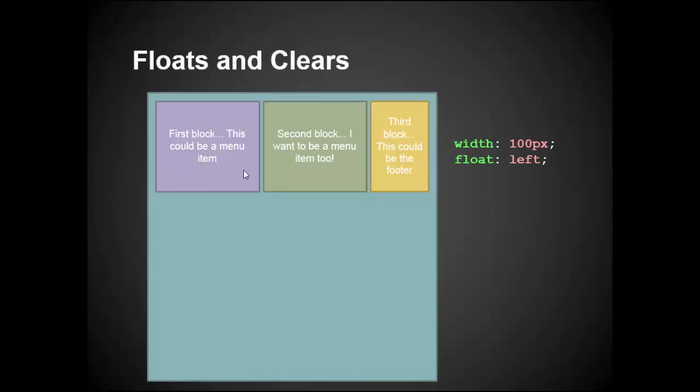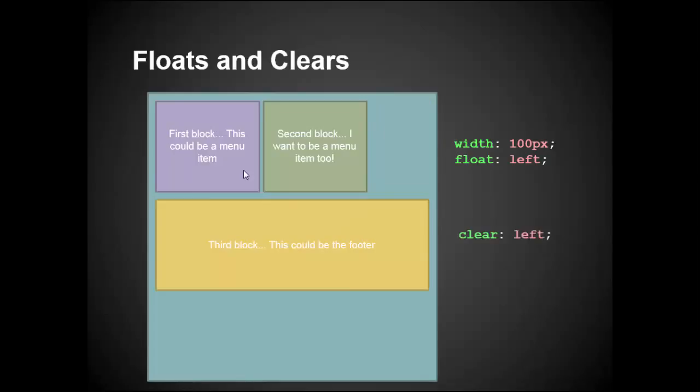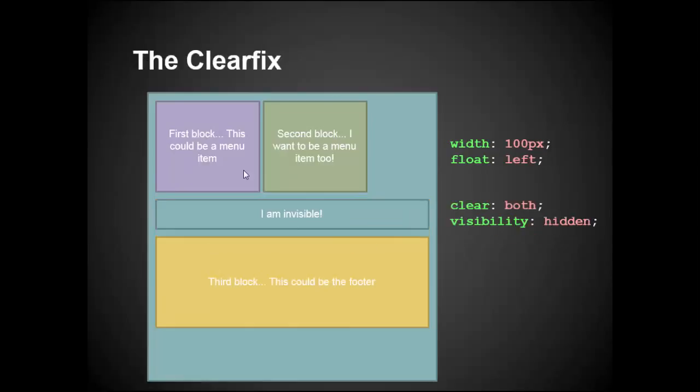So the first thing is we need to apply a clear left to the element that we don't want to be next to the other one. Okay, and there is actually a technique called the clear fix that is very used by front-end developers. It's an empty div with clear both and visibility hidden, meaning that the third block, which is not a float, will not go next to the blocks that are floating.